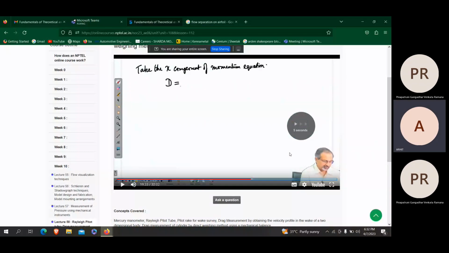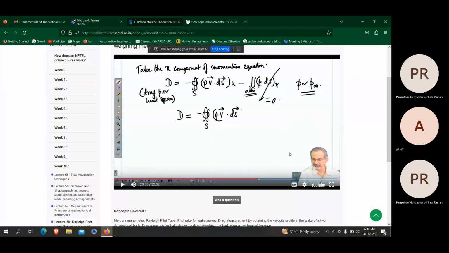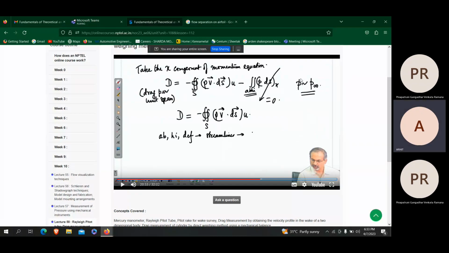make the x component of the momentum equation, from that the professor has calculated the drag per unit span. After finding that drag per unit span, it was an assumption that P is approximately becoming P infinity. That is, the pressure of the free stream becomes P infinity. Even if you measure in the wake, P becomes P infinity at the particular location. Maybe at some point you will get slight fluctuations, but actually P becomes P infinity.